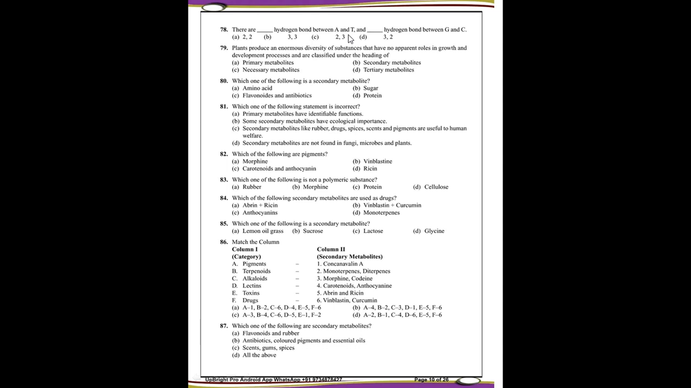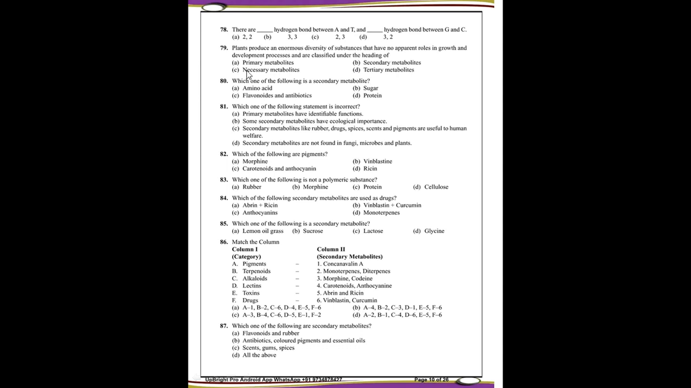Let's take note. 79. Plants produce an enormous diversity of substances that have no apparent roles in growth and development processes and are classified under the heading of. So structures or compounds produced by plants that have no effect on their growth, but are produced for other functions, are called secondary metabolites.